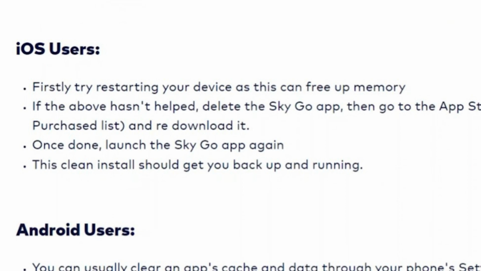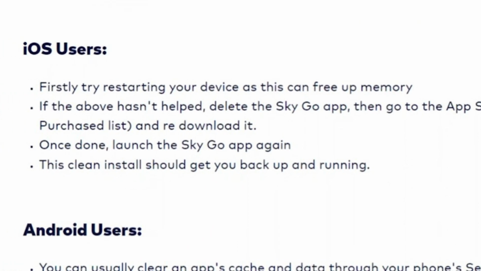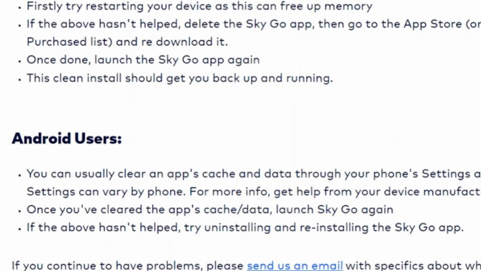If you are an iOS user, firstly try restarting your device as this can free up memory. If the above hasn't helped, delete the SkyGo app, then go to the App Store or your purchase list and re-download it. Once done, launch the SkyGo app again. This clean install should get you back up and running.